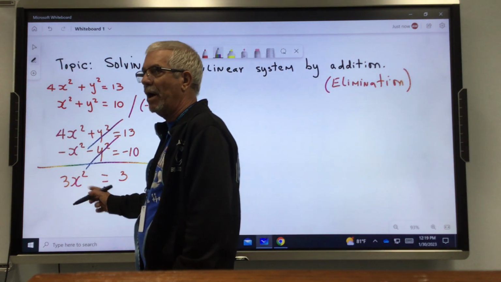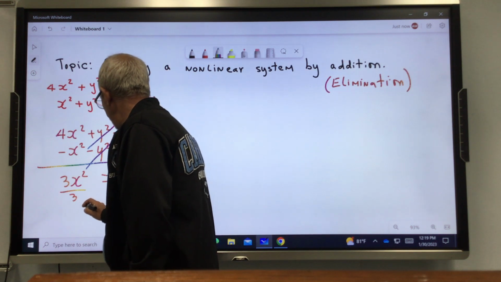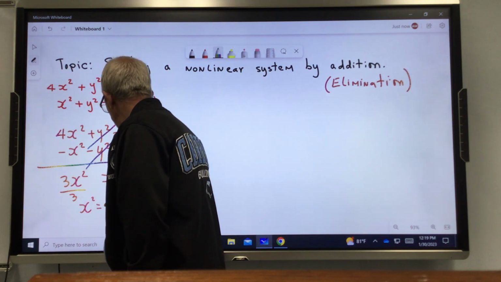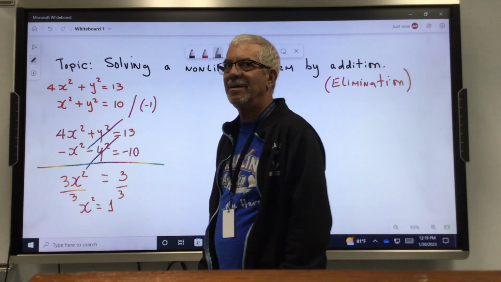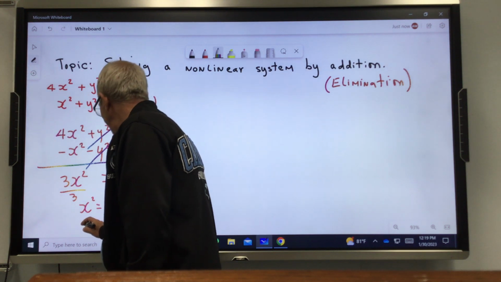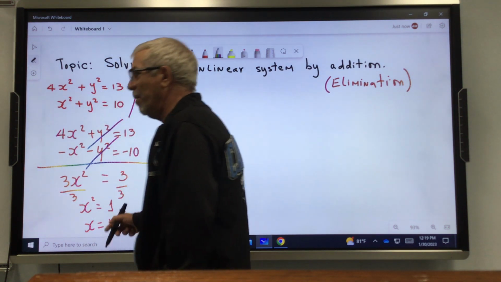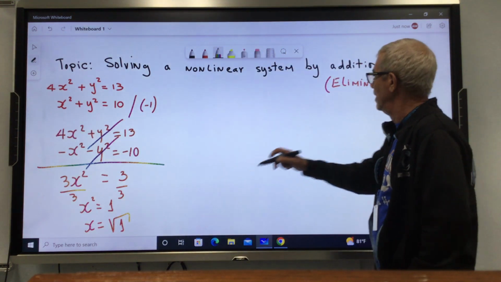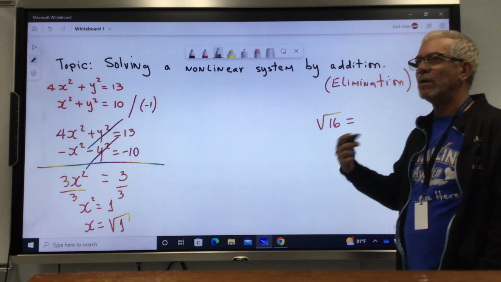Now divide both sides by 3. Then x squared is equal to 1. X is equal to what? 1/2? No. How can I eliminate the square? Square root. Before we continue here, the square root of 16 is equal to what?